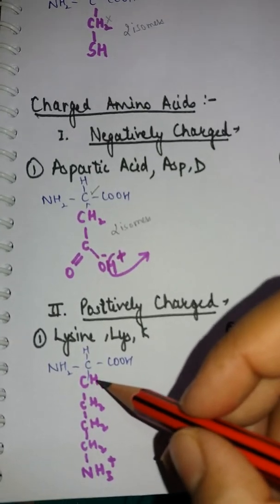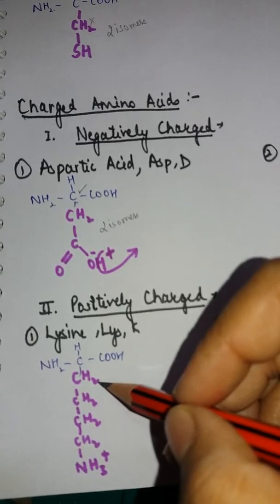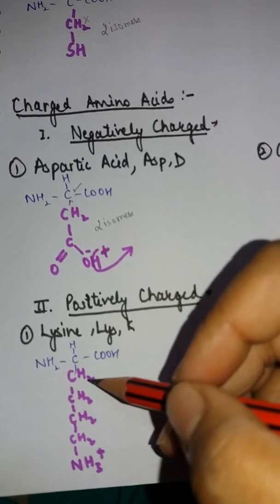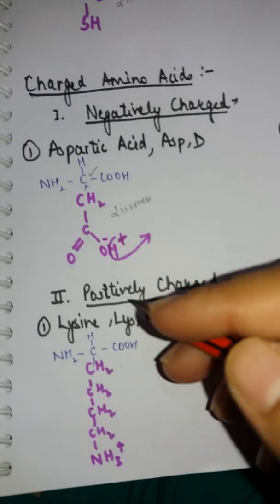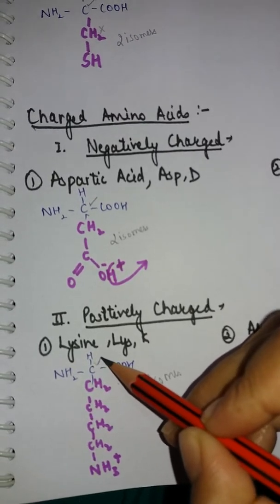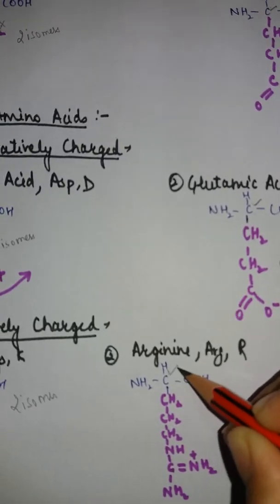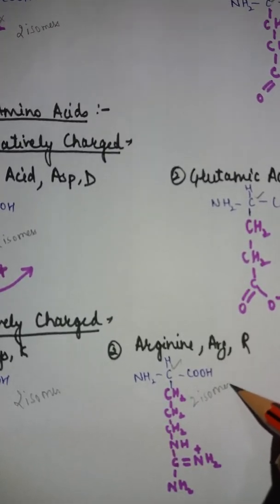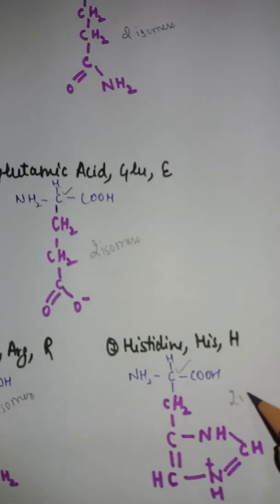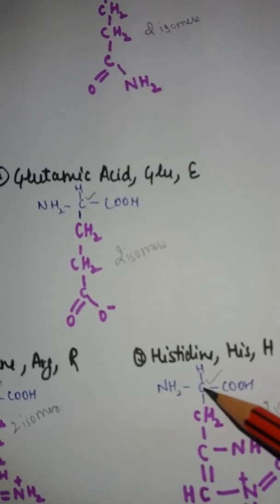Similarly in the case of lysine, whenever you see any CH2, it is surely showing that it is not a chiral carbon. So here you can see there are only 2 isomers possible because this carbon is the alpha carbon. Similarly here also only 2 isomers are possible, and here also only 2 isomers can be possible due to this 1 chiral carbon.